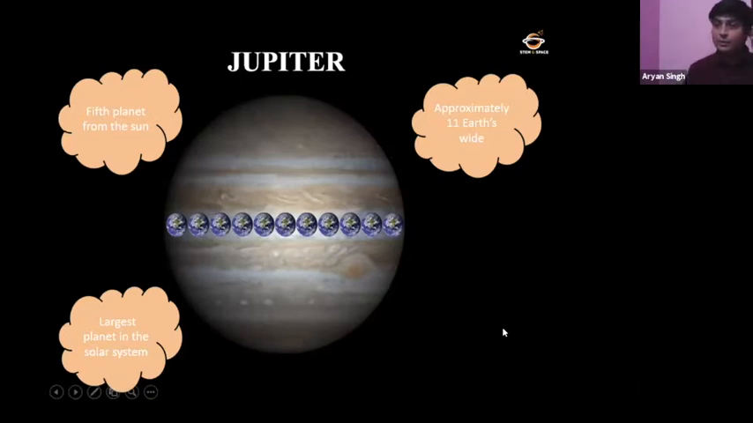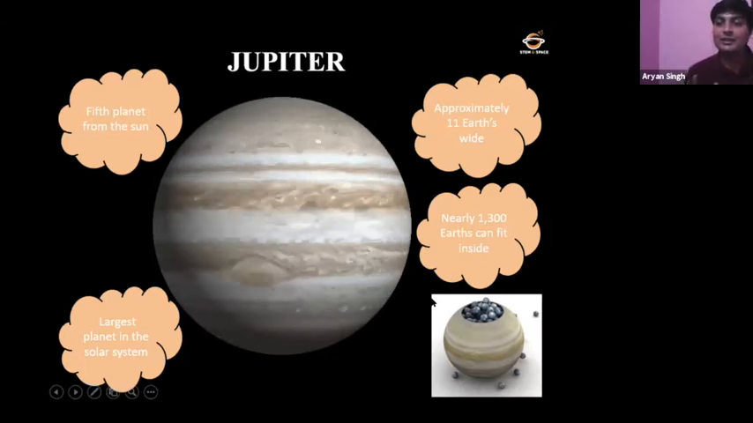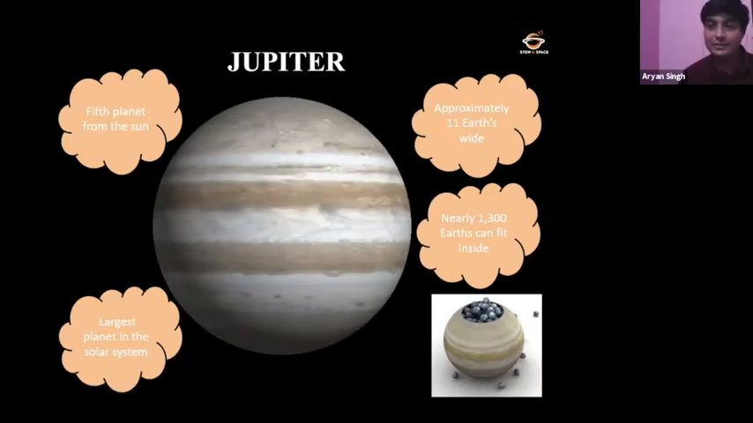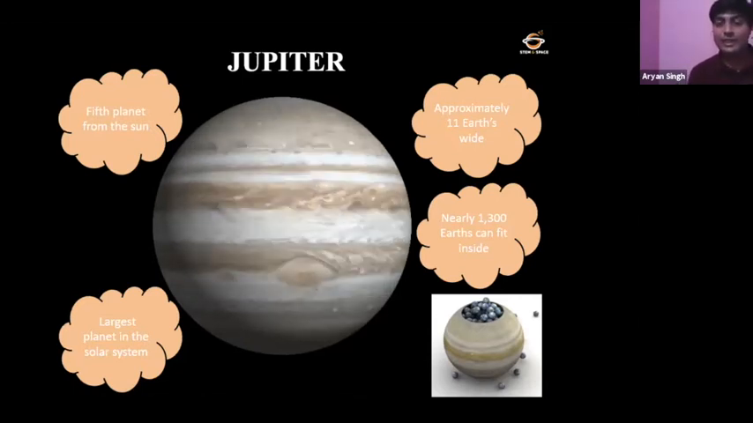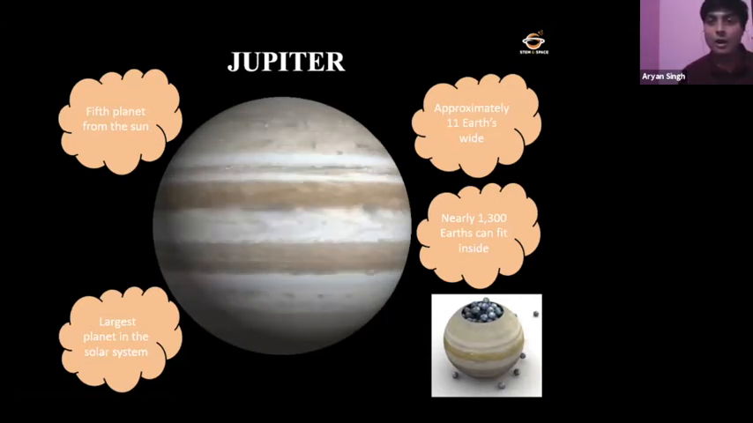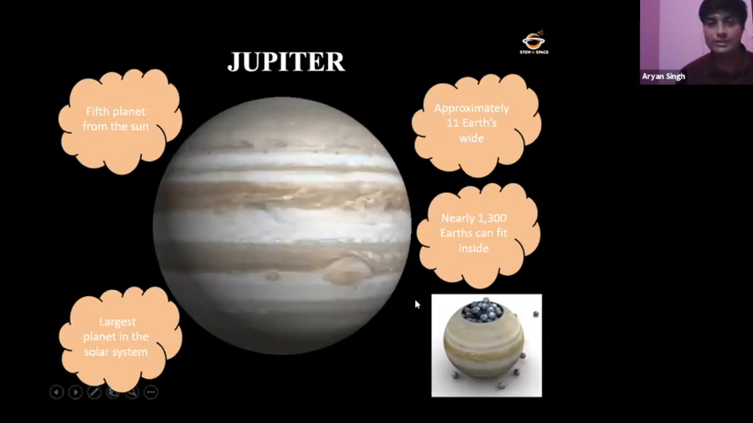Suppose you can open Jupiter just like a bottle, and you have to fit Earths inside. How many Earths? Well, Himanshi answered 100, Karthik 300. Okay, so we have exceeded quite an amount. Amay has given me an answer of 1300, and that's nearly correct. Nearly 1300 Earths can fit inside. Good, Amay. Nice answer. So now I hope everyone can imagine and relate to Earth how huge this planet actually is. And that is why this is the largest planet in the solar system.